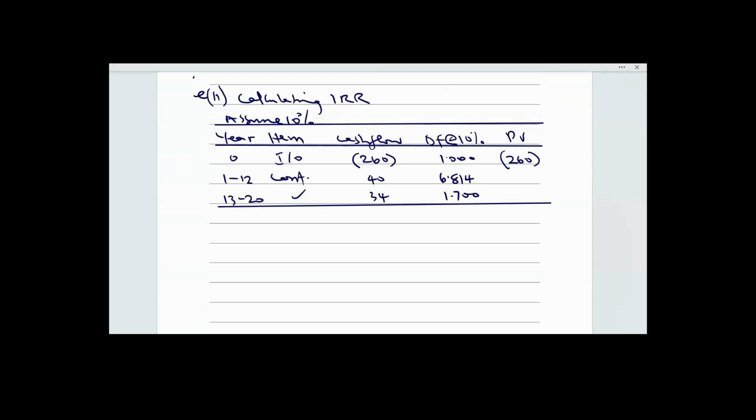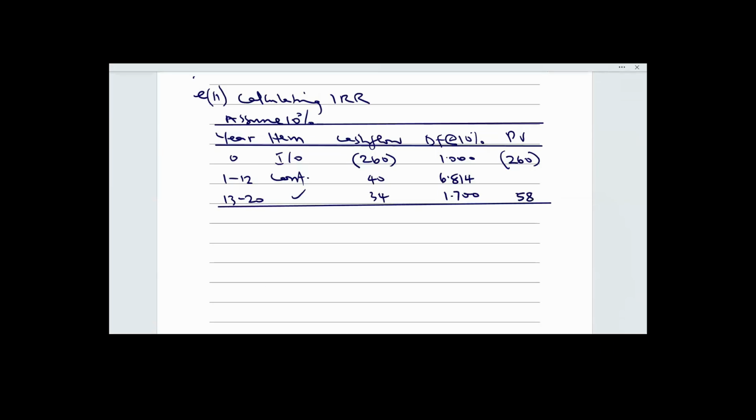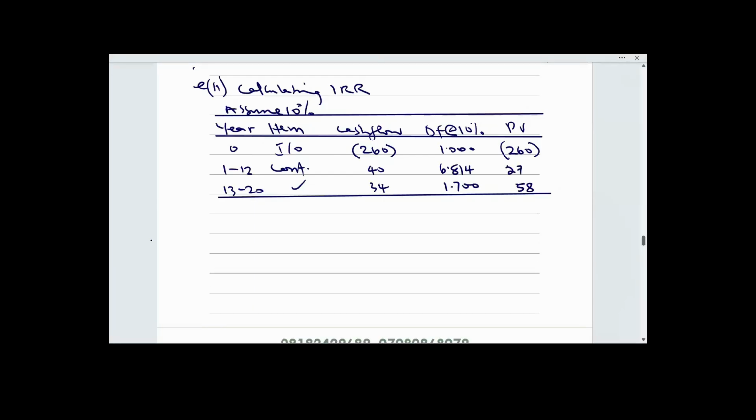Okay. So here will be 34 multiplied by 1.7 equal 58.58, rounding. Then 40. 272.56. That will be 272.56, so that's 273. So 273 plus 71 is the difference, right? Yes, sir. So here is 71 positive.